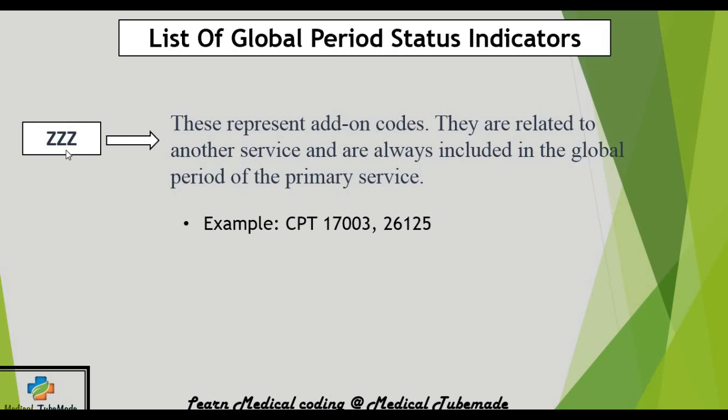Then last is triple Z. These represent add-on codes. They are related to another service and are always included in the global period of the primary service. So if you check, suppose, 17003, this is an add-on code, and if you go and check the indicator for this CPT, you will get triple Z as the indicator, but it always goes with the primary code. So based on the primary CPT's global period, this CPT also goes along with the primary code. Separately it does not have any global issue with any CPT. So if you get an add-on code, we need to think about the primary code only. So this is the last indicator. I hope you guys understood the global concept clearly.